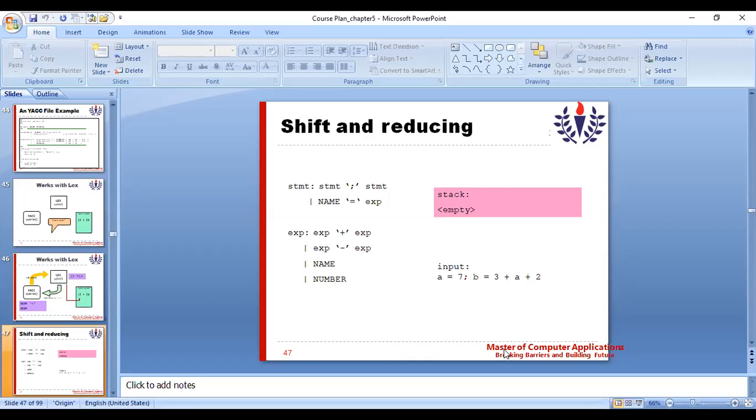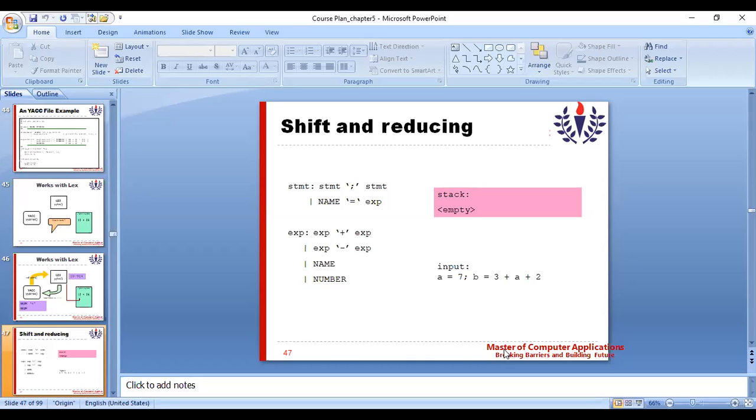So shift and reduce. Whenever a token appears, it will be shifted into the stack. We use the stack so that the tokens are kept there. And when there is a match, if the tokens are able to match with the grammar, that is, the RHS is matched, then RHS will be replaced by LHS. That is known as the reducing concept.